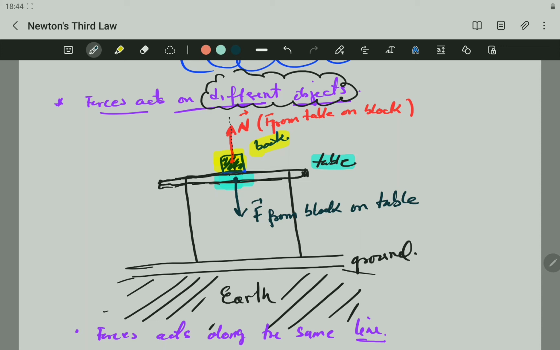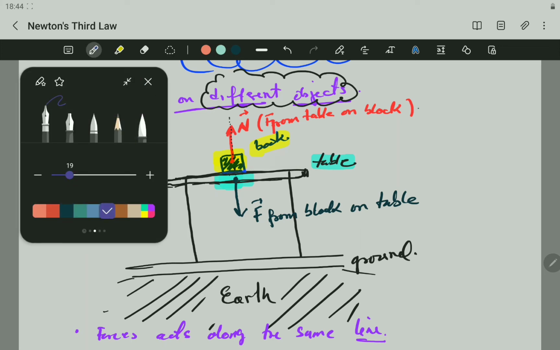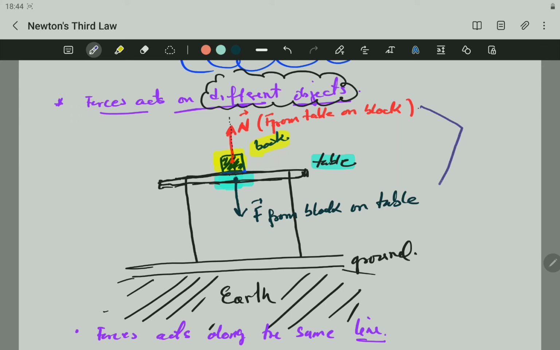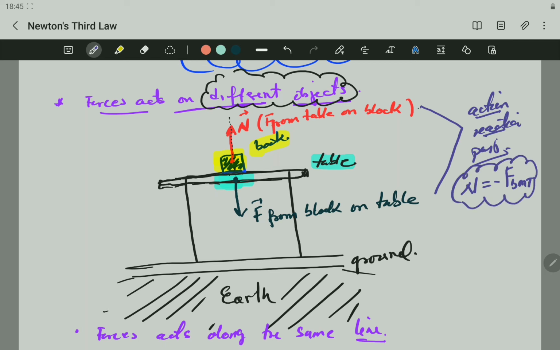Alright, that is the force from block on table. This here is what we call an action-reaction pair. These two forces here are the action-reaction pair. And we say that normal force is equal to minus the force from block on table. This is an action-reaction pair.